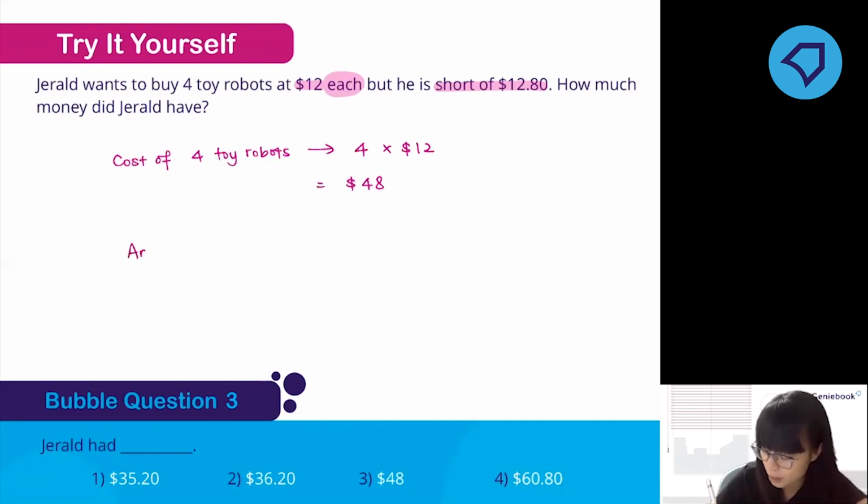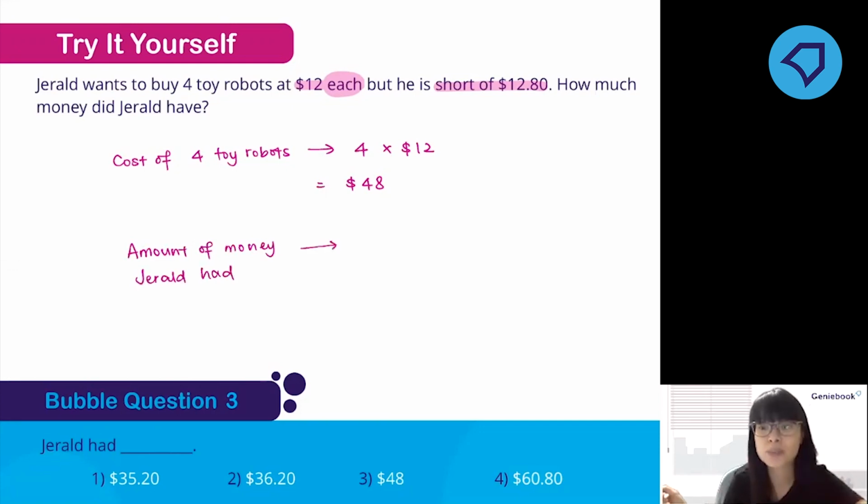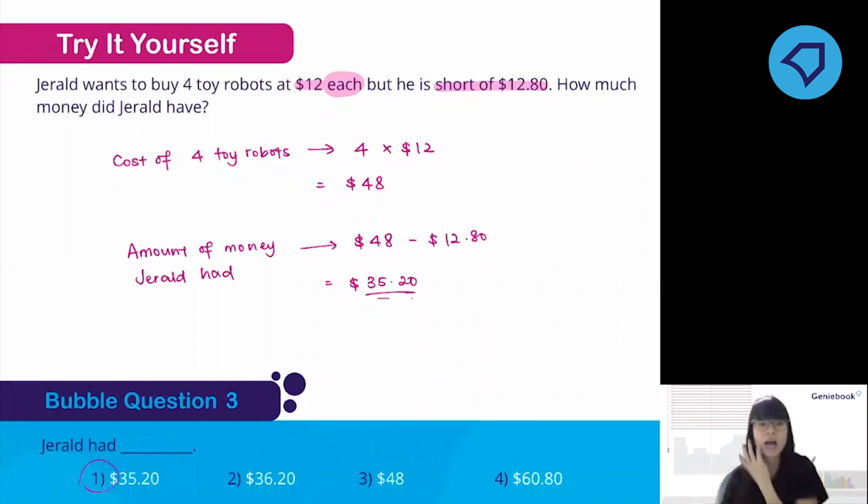So we're going to find the amount of money Jared had. What do you guys need to do? If he's short of, we need to minus. Thank you very much, Jiaxuan. We need to take $48 minus $12.80, and that would give me $35.20. So your answer would be option number 1. I hope most of you got the correct answer. Some of you gave me option number 3 as the correct answer as well.